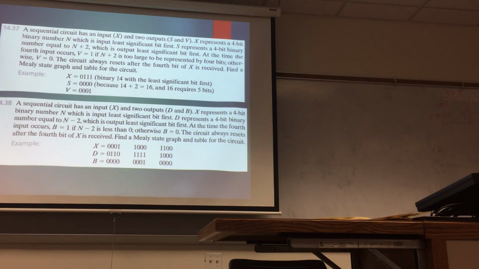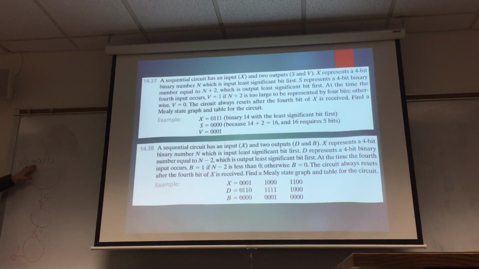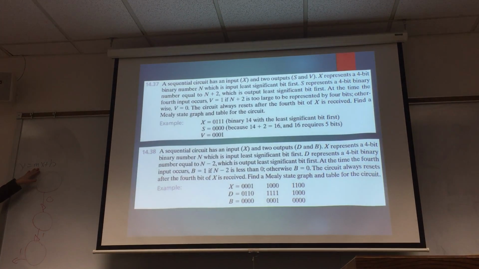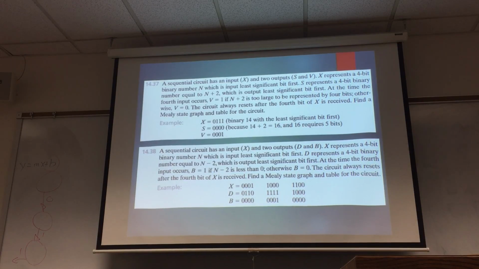Find a Mealy state graph and a table for the circuit. All right. Again, this is a conceivably useful machine. In fact, this got left up here from my 830 section. Ever seen this equation before? If you think about doing math, and we do a lot of linear math problems, what is this piece right here? That's adding a constant, isn't it? It's just adding a constant. That's what this circuit is going to do sequentially. It's going to add a constant value to an incoming bit stream.